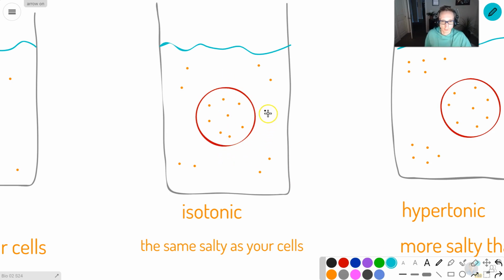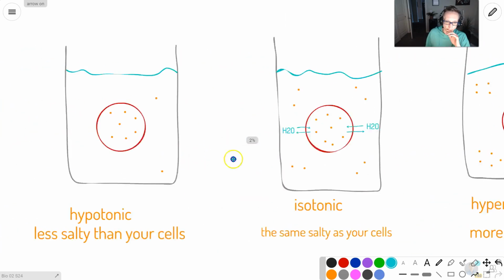So we're going to have the same amount of water entering and exiting. Let me draw this a little more clear. So it's the same amount of water. We'll just call that H2O, like that. It's going to be the same because there's the same amount of salt on either side.